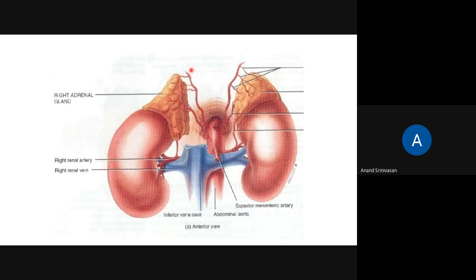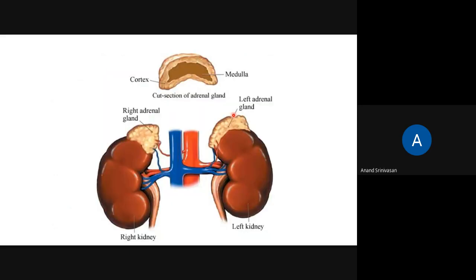Here you can see the superior suprarenal artery, middle suprarenal artery, and inferior suprarenal artery. The superior is from the inferior phrenic artery, the middle is a direct branch from the aorta, whereas the inferior one is a branch from the respective renal artery.